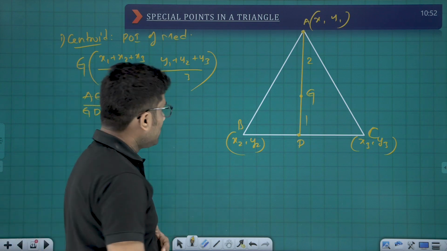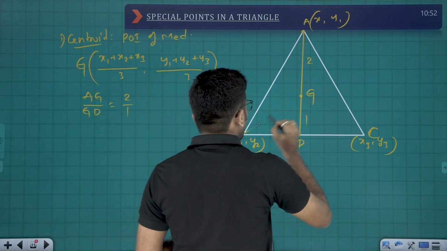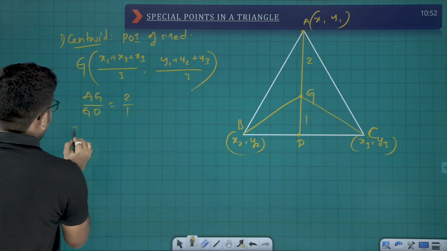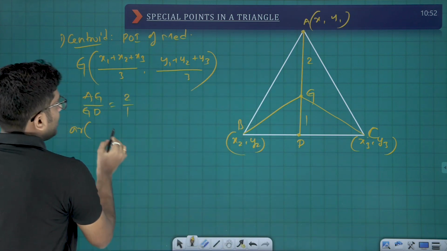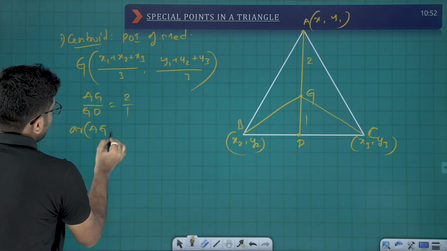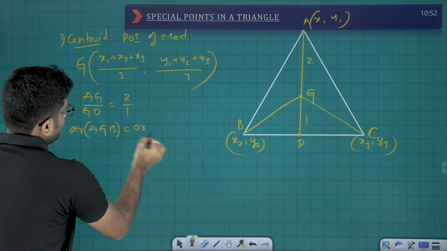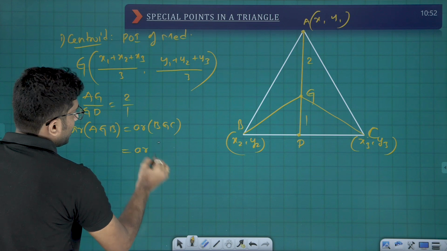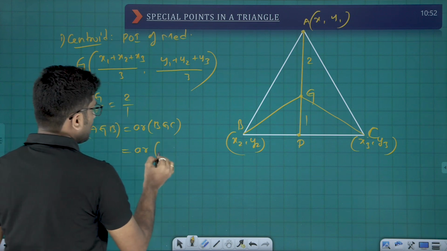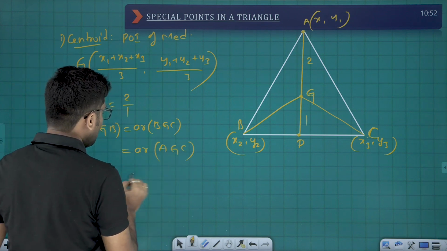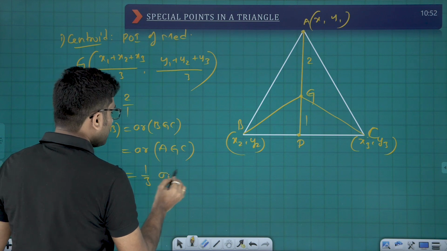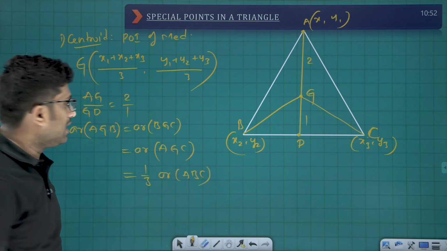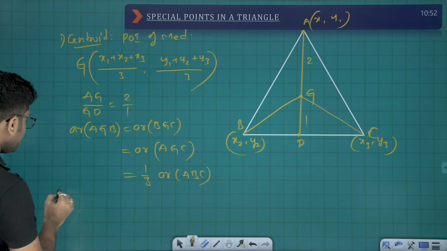Okay. And not only this, centroid divides the whole triangle into 3 equal parts. That is area of triangle AGB is equals to area of triangle BGC is equals to area of triangle AGC. All these are equals to 1/3 of the area of triangle ABC.